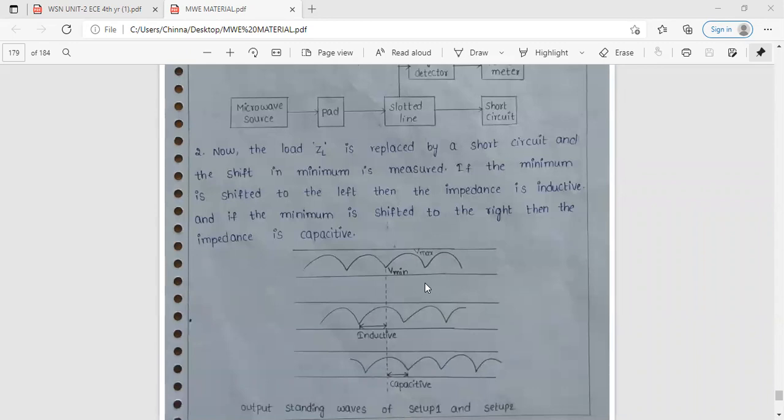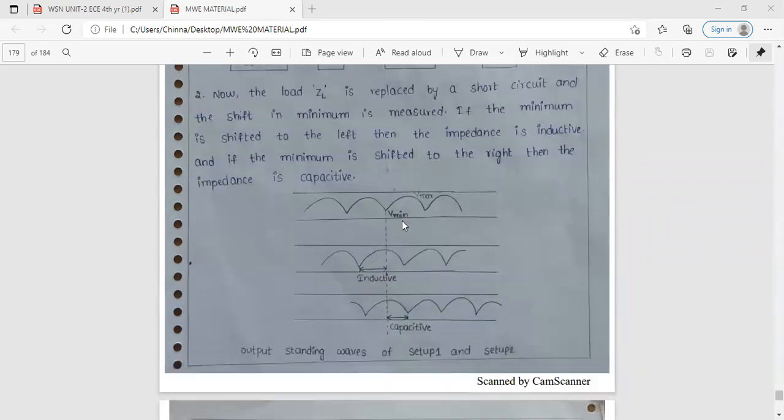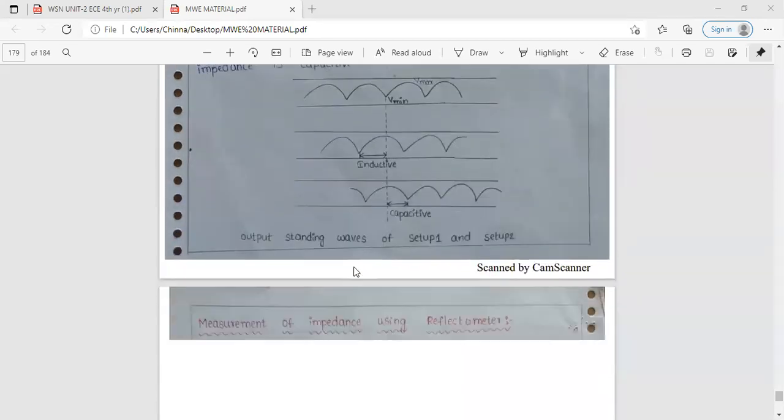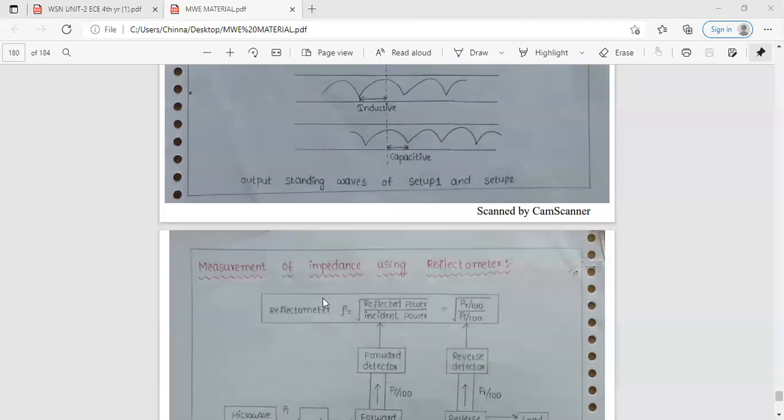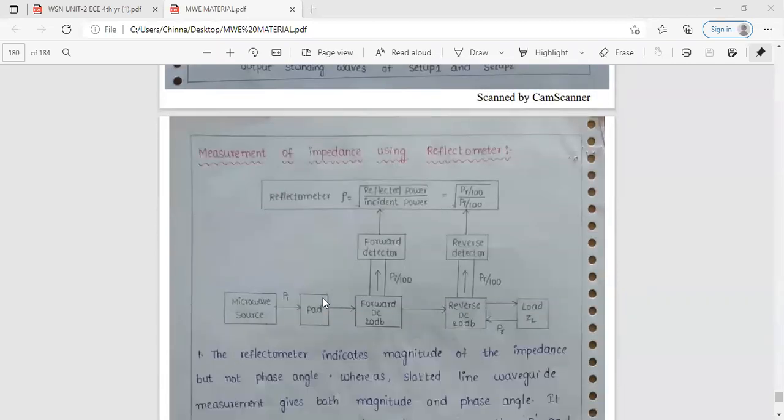Okay, so look at the diagram here. This is the V maximum and V minimum of the normal signal. Whenever the slotted line section moves to the left side, then an inductive circuit is present here. If it moves to the right side, then it is capacitive. So the output of the standing wave is like this. Okay, so coming to the measurement of the impedance using the reflectometer.